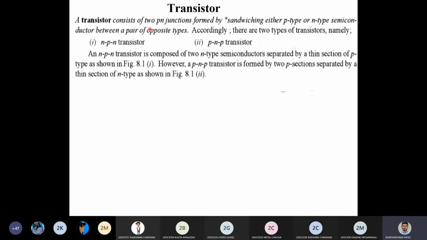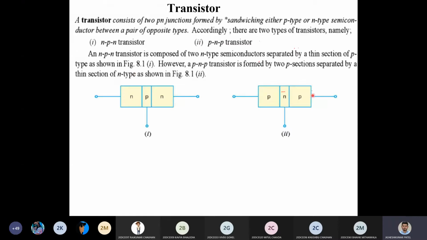First of all, a transistor consists of PN junctions formed by sandwiching either p-type or n-type material. So I have sandwiched one layer in between. If it is a p-type layer in between, then it is an NPN transistor. If it is an n-type layer in between two p-types, then it is a PNP transistor. So there are two types of transistor possible, and it looks like this. One is NPN, the other one is PNP.